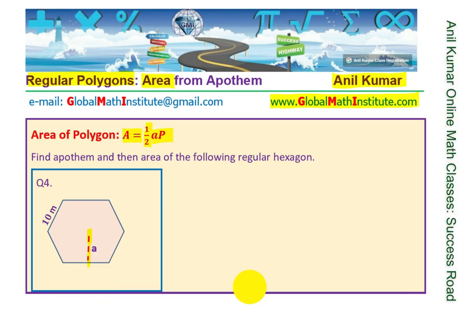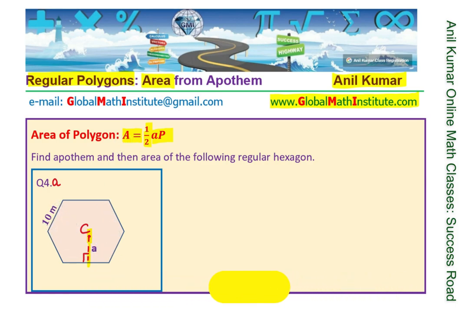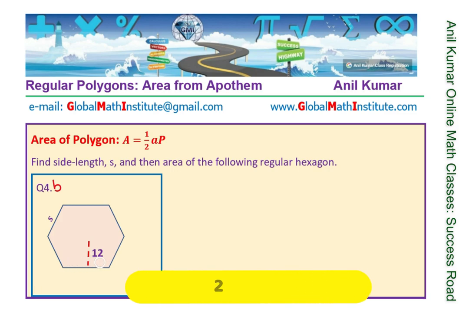A, as shown in this diagram, is the apothem from the center C. In one question, let me call this 4A, we have taken a hexagon whose side is given to us. We need to find the apothem and then the area. And in part B, we are given the apothem and we need to find the side length to find the area. So these two examples will be discussed at length.